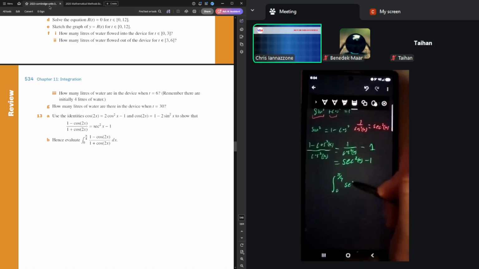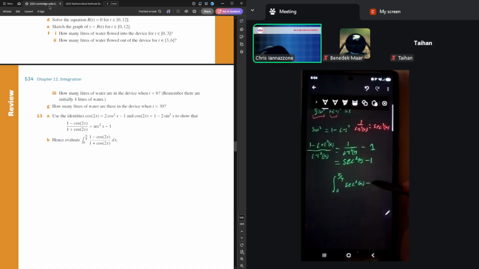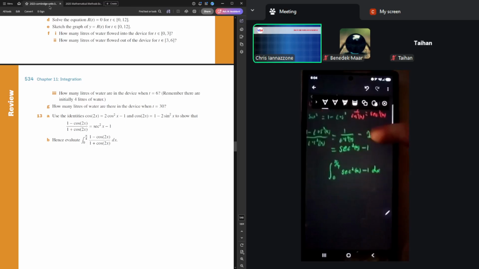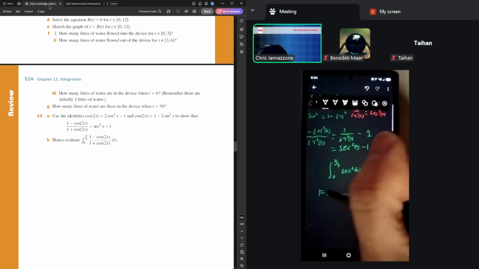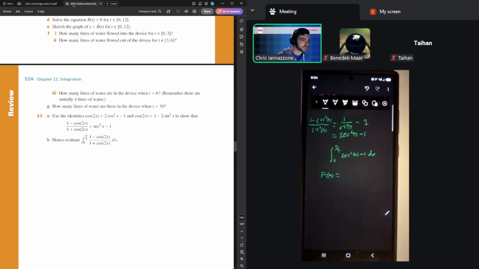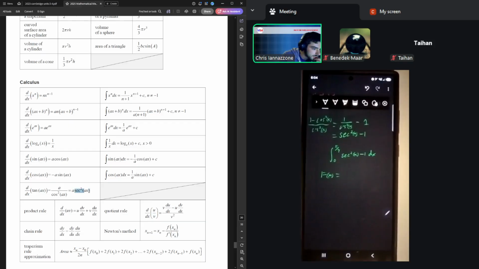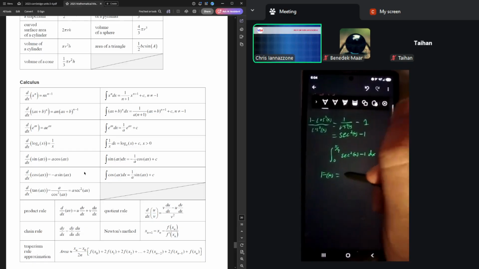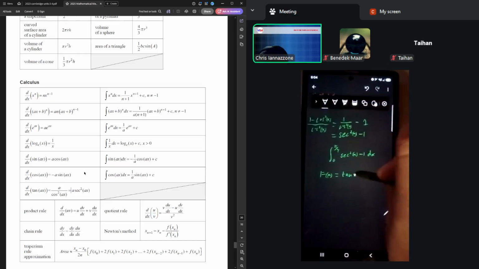Sec squared x minus 1. So when we're getting our antidiff, we look at the diff side of that formula sheet. Sec squared goes to tan. The coefficient a is effectively irrelevant here because there's no coefficient; it's implied as 1. So that flips to tan x, and the antidiff of 1 is just x.